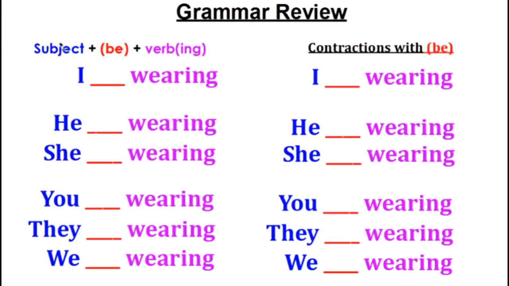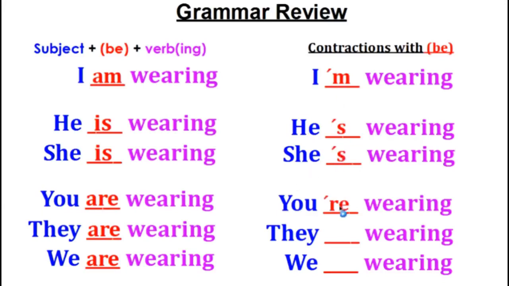Okay, the grammar review. So let's remember the verb be for each subject. For example, I am wearing, he is wearing, she is wearing, you are wearing, they are wearing, we are wearing. Okay, and remember our contractions with be. For example, I'm wearing, he's wearing, she's wearing, you're wearing, they're wearing, we're wearing. Again, I'm, he's, she's, you're, they're, we're. Very good.